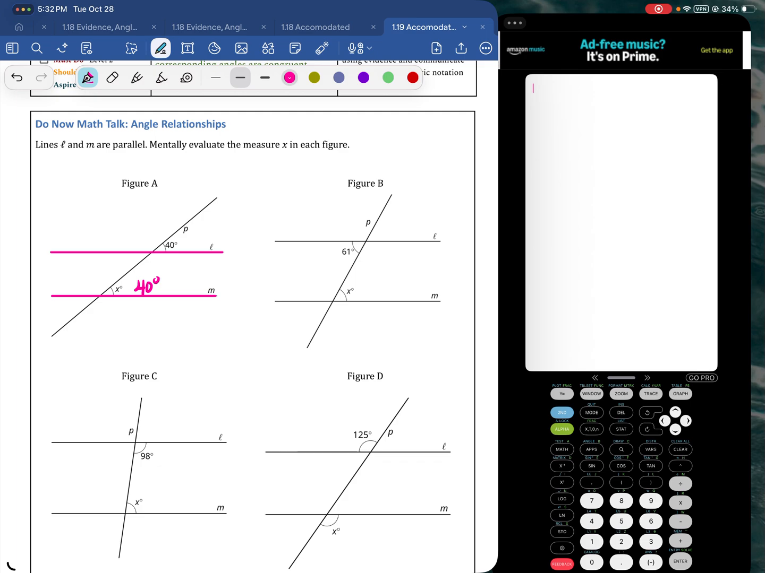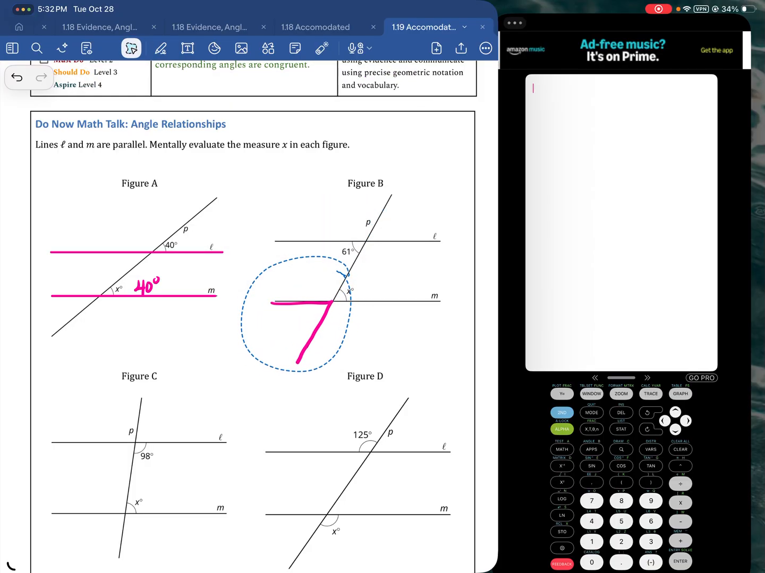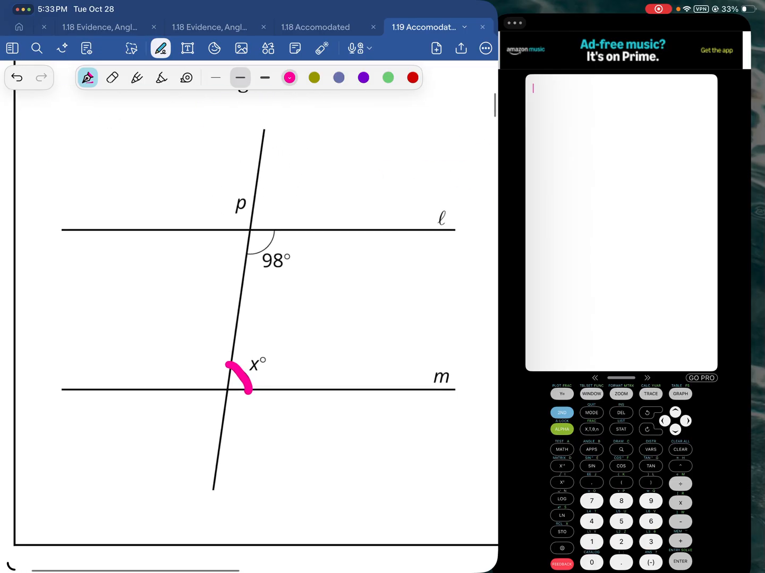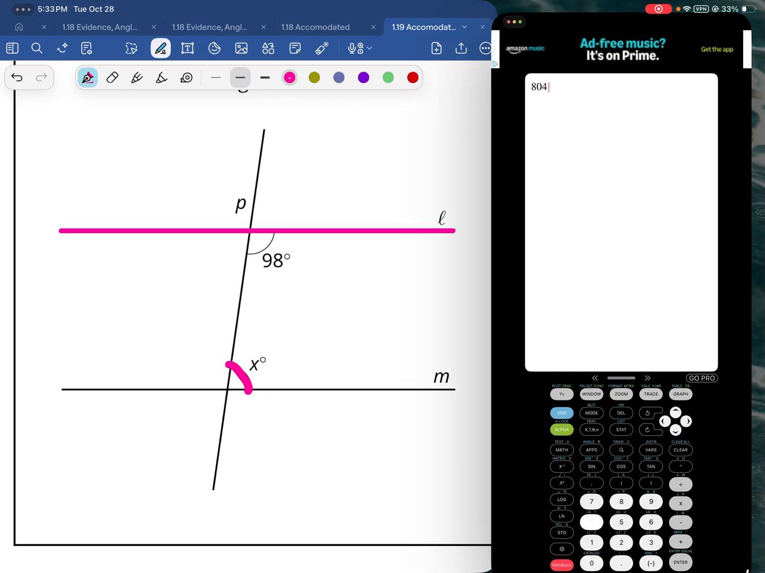Here, if I took this angle in figure B, I translate it down, I could see that it makes the X vertical angles. So this is also 61 degrees. Now, figure C. I know it's asking us to find X, but let's use what we know for supplementary angles. Here is a straight line, 180. I'll do 180 subtracted by 98, and I get 82.